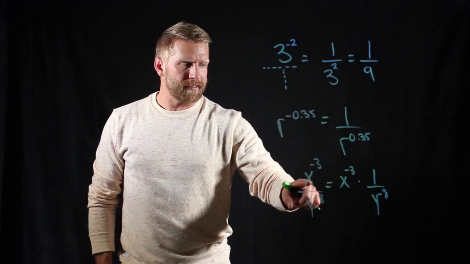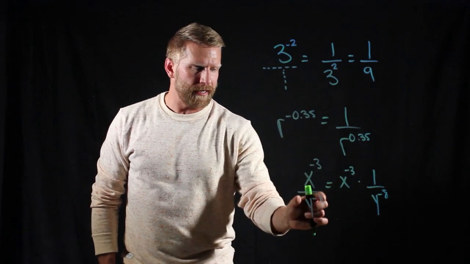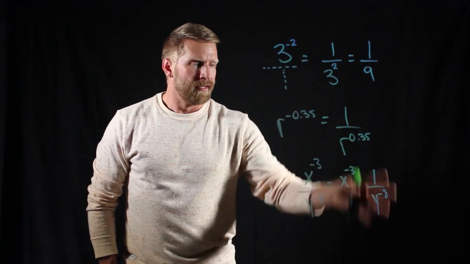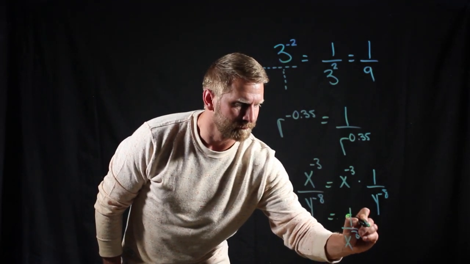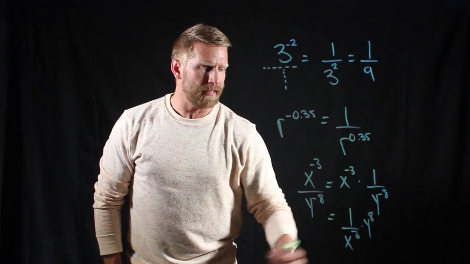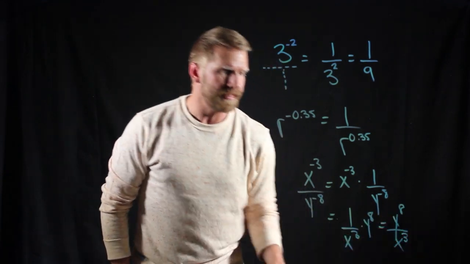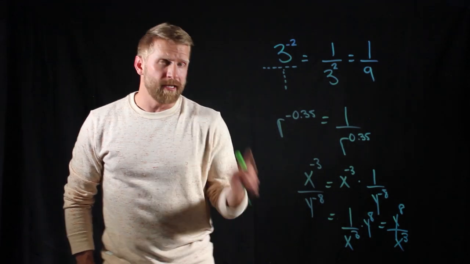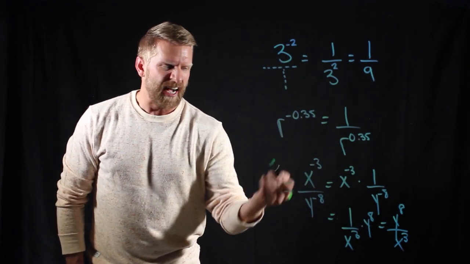So in this case, I'm going to separate x to the negative 3, and I'm going to say that's 1 over y to the negative 8. I've just slid this one over and multiplied them. To make them positive, I just reciprocate. And now I can multiply across the top and bottom to get y to the 8 over x to the 3. That's the explanation.